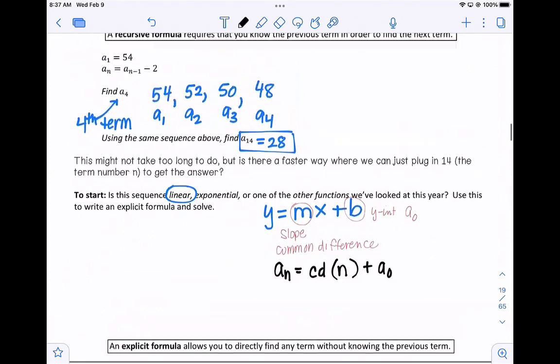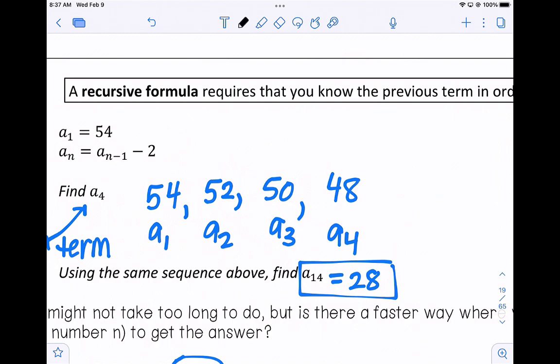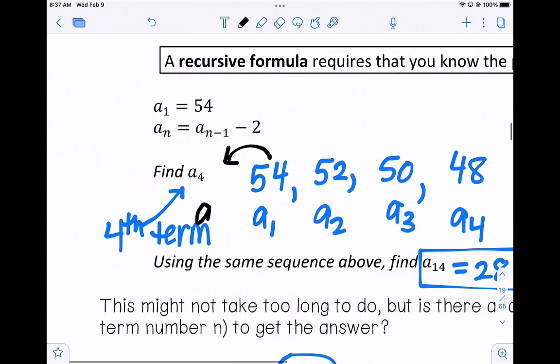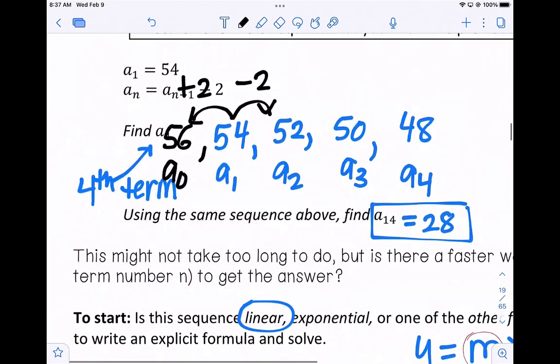So let's do that for this sequence right here. Again, here are our numbers, and we can see the slope is -2. We're subtracting 2 every time. But notice we have the first term, but we want the 0 term, so we do have to go backwards to find the starting value, the y-intercept. So instead of subtracting 2 every time, if we go backwards, we'll add 2. And so that would mean that our y-intercept, our starting value, would be a sub 0.